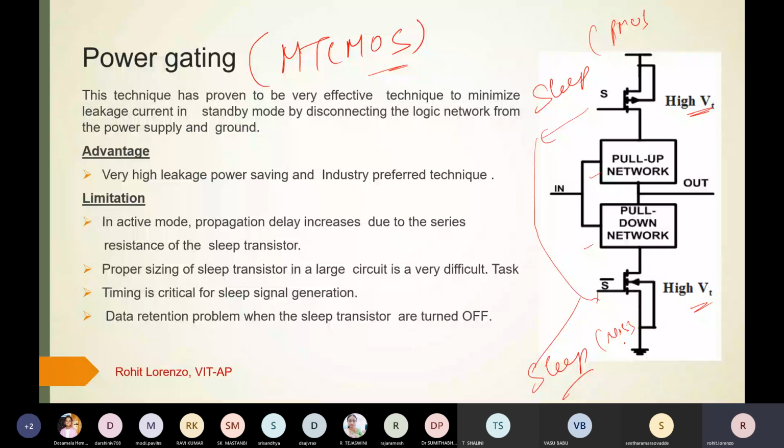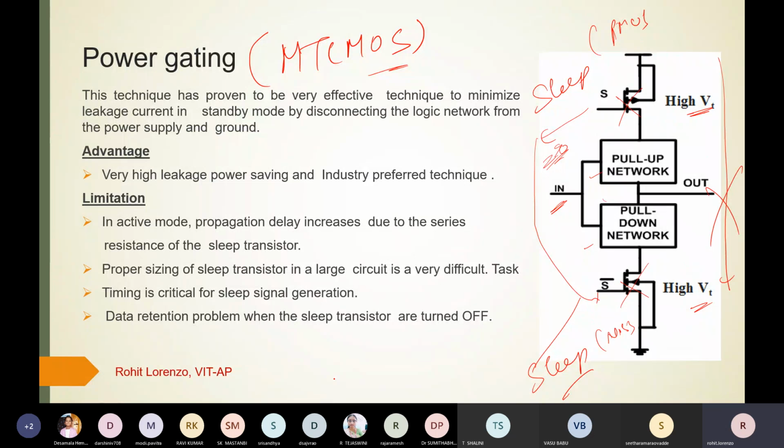So what will happen? In this case it goes into the sleep mode. This transistor will be in cutoff mode, and it blocks the supply from VDD to ground. So it ultimately blocks the leakage current from VDD to ground. Because of this, when we are in cutoff mode, it blocks the leakage path from VDD to ground.